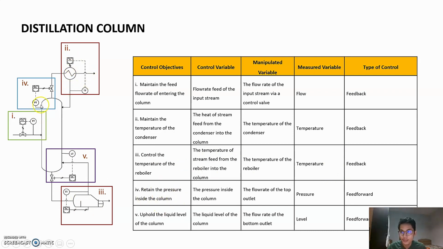Then we have a pressure controller. The pressure controller is used to control the pressure of the distillation column, where this pressure controller is in feed forward, and the controller will control the flow rate of the gas coming out from the distillation column. And also we have a level controller that controls the water level inside the distillation column. This controller is also in feed forward control. So the level controller will control the water flow rate coming out from the distillation column.